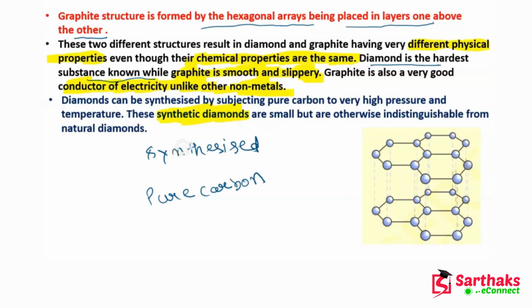You might have been able to understand the difference between graphite and diamond. There is a difference in the arrangement, so that's why they have different physical properties, but their chemical properties are the same because they consist of carbon atoms. Now, after understanding these two allotropes of carbon, let's move on to the next slide and talk about the other allotrope of carbon as well.